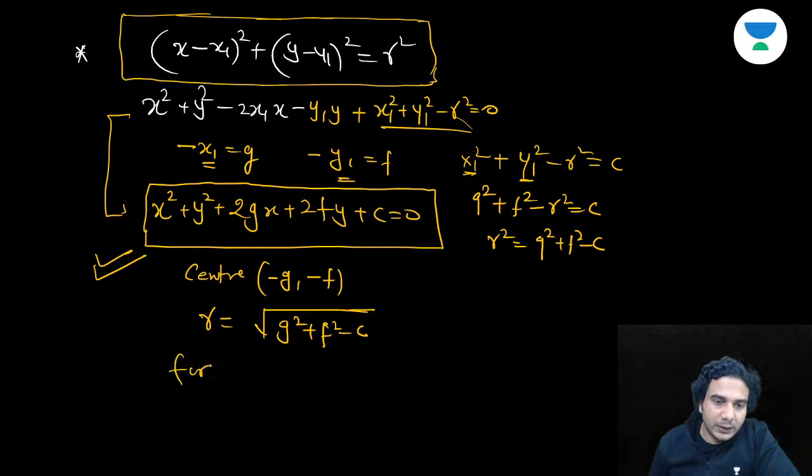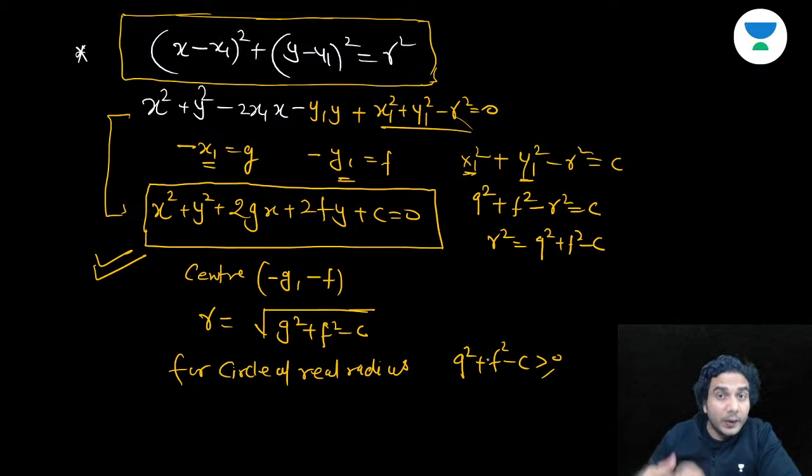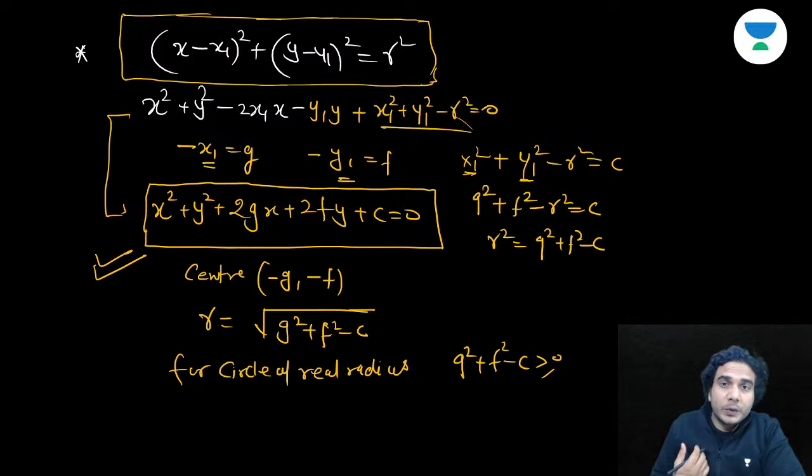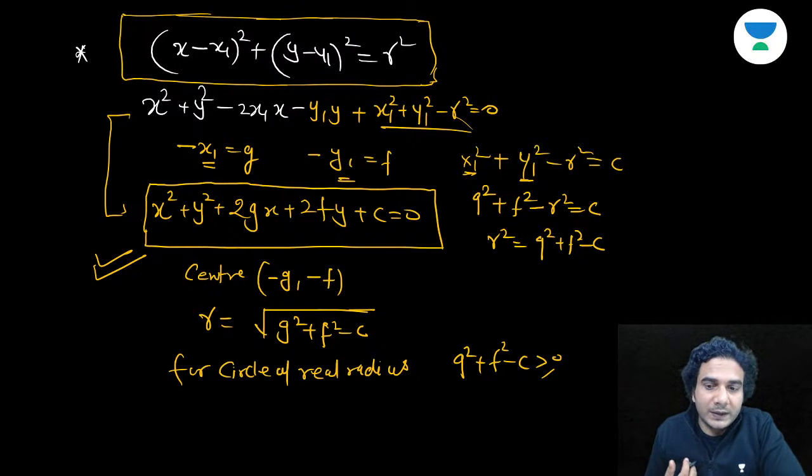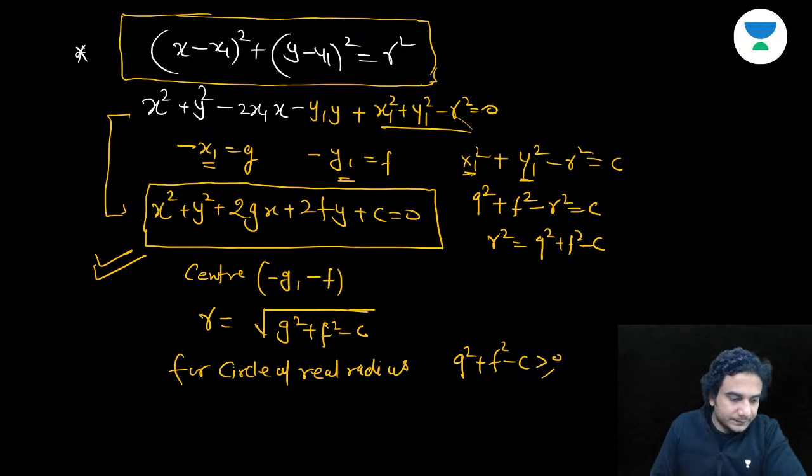So for a circle of real radius, g square plus f square minus c should be more than or equal to 0. If he further adds that the circle should be of real radius and non-zero, then you'll put g square plus f square minus c is more than 0, okay? Because equality will give you a point circle of radius 0. So I hope these points are clear.